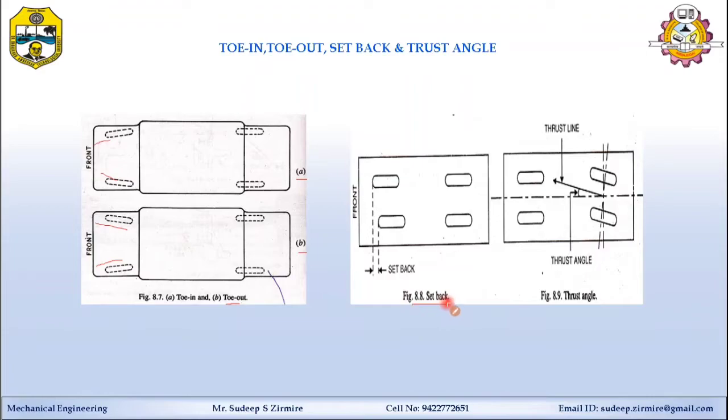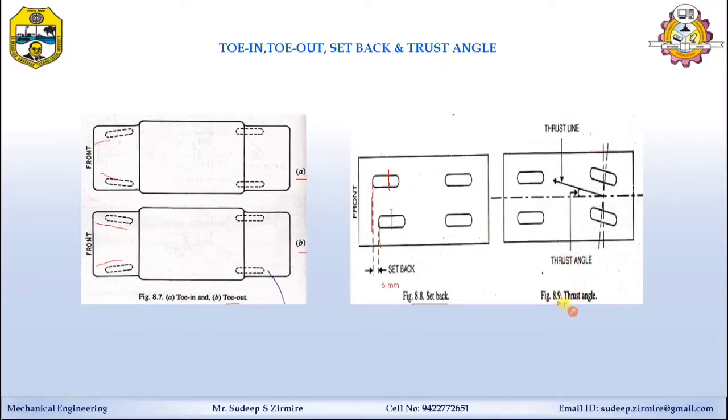Next one is the setback. You can see it clearly here. When you compare both front wheel centers, the distance of the placement of one front tire compared to the opposite wheel is called the setback, and some manufacturers allow this setback up to 6 mm. So it is allowable by the manufacturer in some vehicle designs.